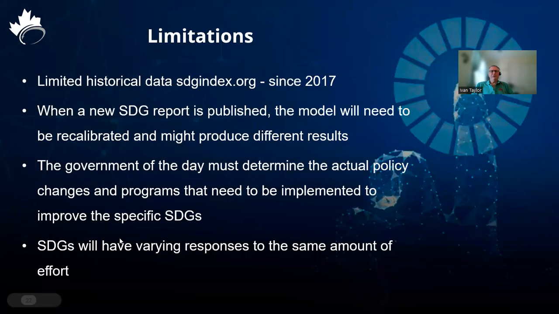There are some limitations to this approach. For example, we have limited historical data, only from 2017 to 2022. So we felt that it was not possible to project very far into the future with this very limited amount of data. And also another issue is that the SDG report is published every year, and the model would need to be recalibrated every year, and might produce different results.